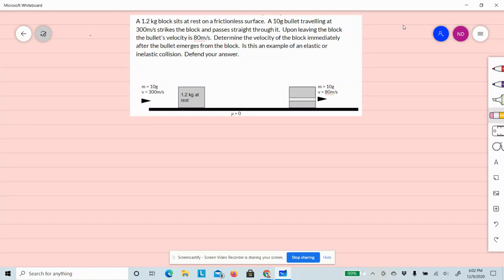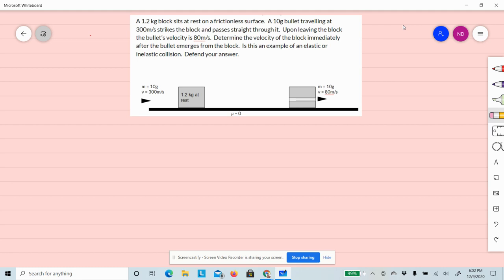Conservation of momentum problem. Here we go. We have a block sitting at rest on a frictionless surface. A bullet is moving toward it. The bullet has a mass of 10 grams. It's flying at 300 meters per second. It's going to pass right through this block of 1.2 kilograms.